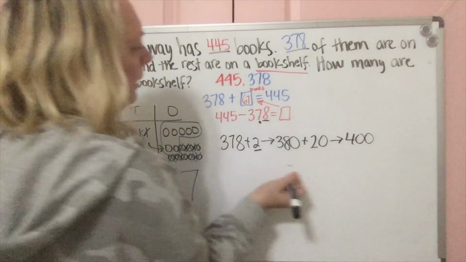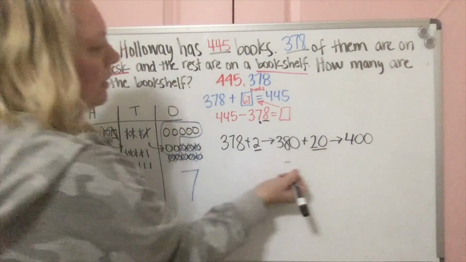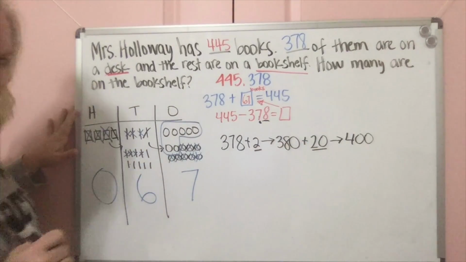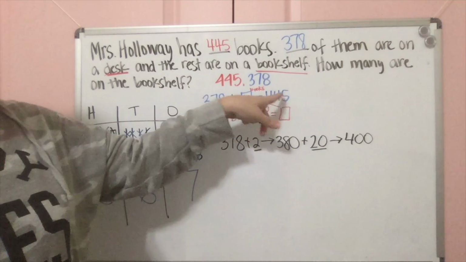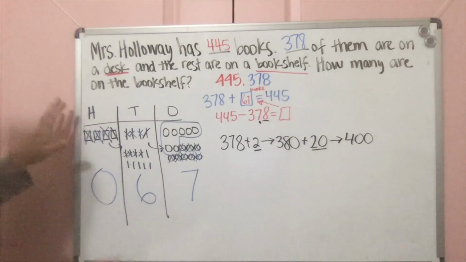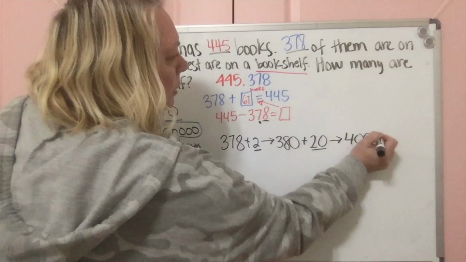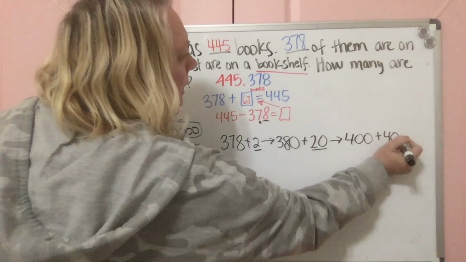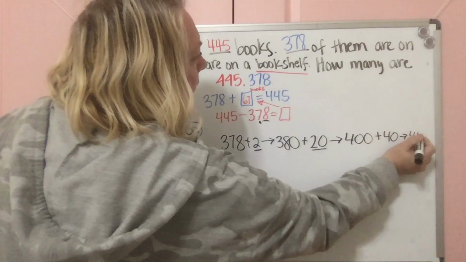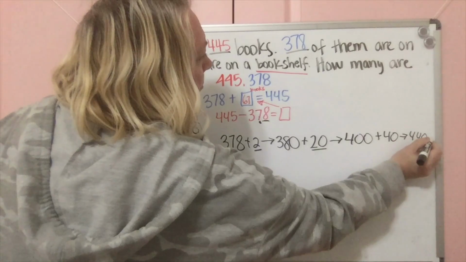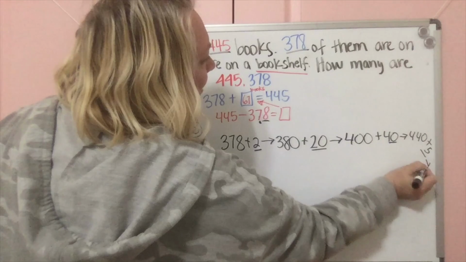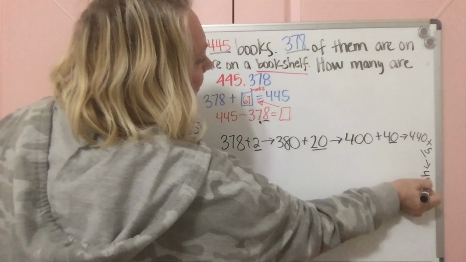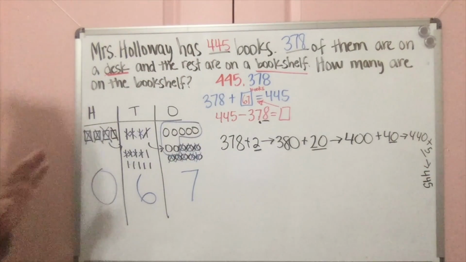Okay, and you've got to keep up with what you've added. That's why I underline what we've added. Now I have to get to 445. I like to do that in steps, so I will do 40 first. That gets me to 440, and then plus 5 will get me to 445. Just have to be creative there.